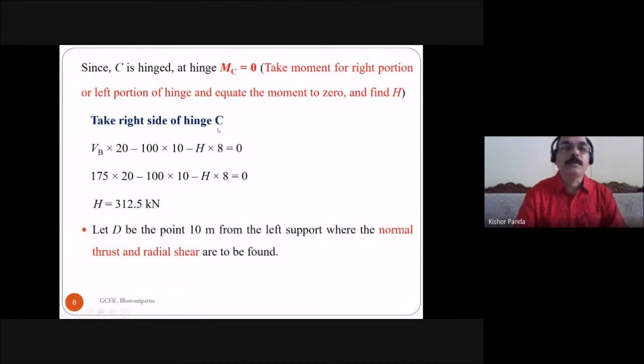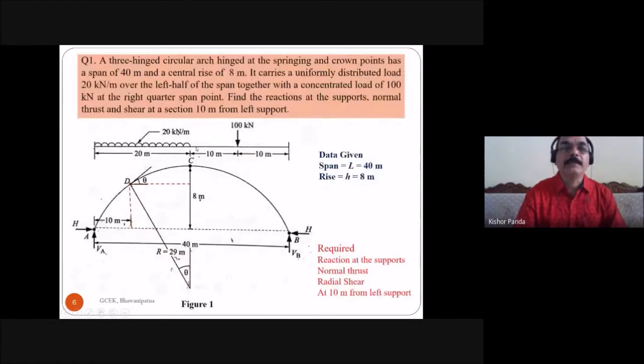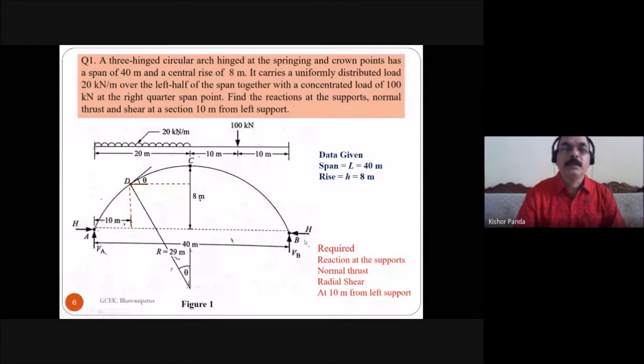Take the right side of hinge C. This is the hinge, so take this side. On this side you have the vertical reaction, the horizontal reaction, and one load is also present. So take moment about C.